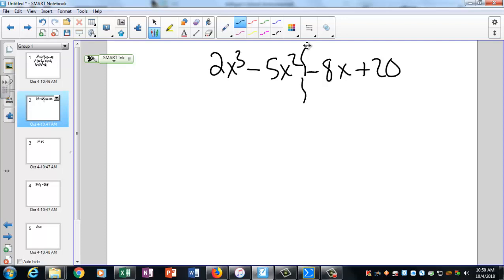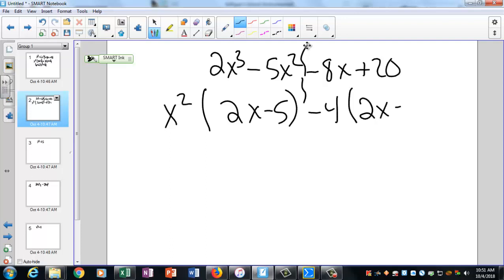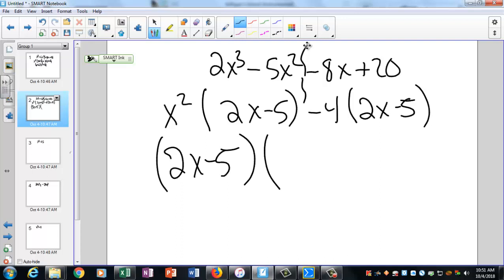All right. Now, again, looking at all four, there's nothing common to all of them. So I will take that out. Here, I'm taking out a negative 4. I will get 2x minus 5. The 2x minus 5 is common to both, so I will pull that out. And what I have left is x squared minus 4.